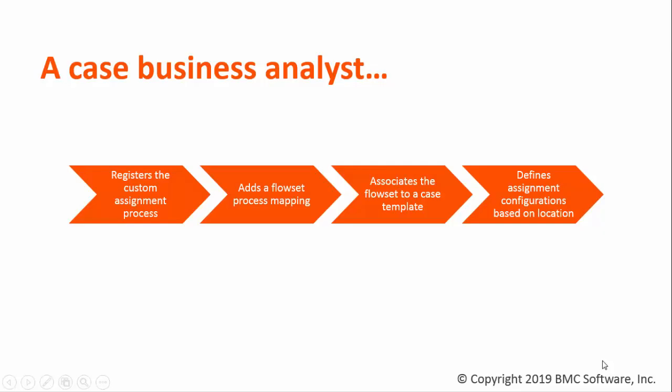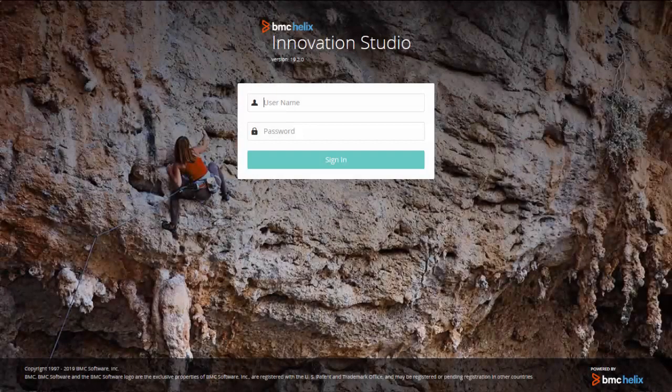After you create a custom process, you need to register the process in the process library and add a flowset process mapping. Associate the flowset to the case template and define the assignment configurations based on the location. Now let's see the steps that a business analyst needs to perform.